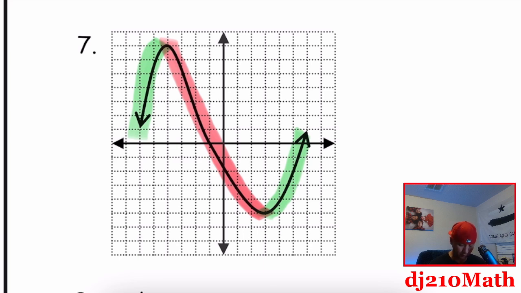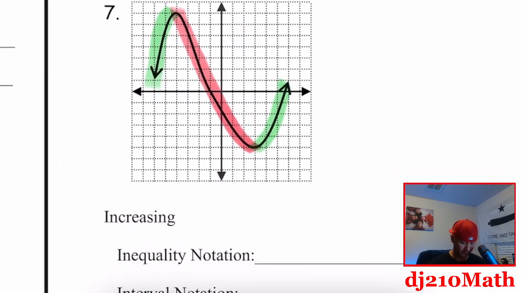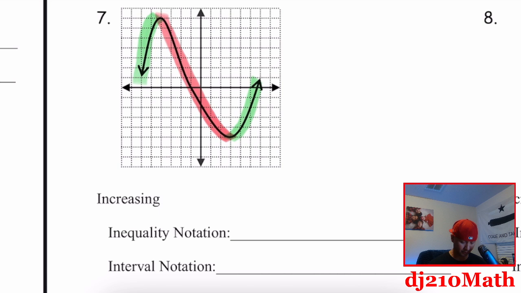Okay, so increasing first, there's 2 sections. It's increasing on the interval of negative infinity, because we're coming from the left, up to -4. Union. All right, then we're starting at 1, 2, 3. Looks like 3 up to infinity. Right, you can call this -4.